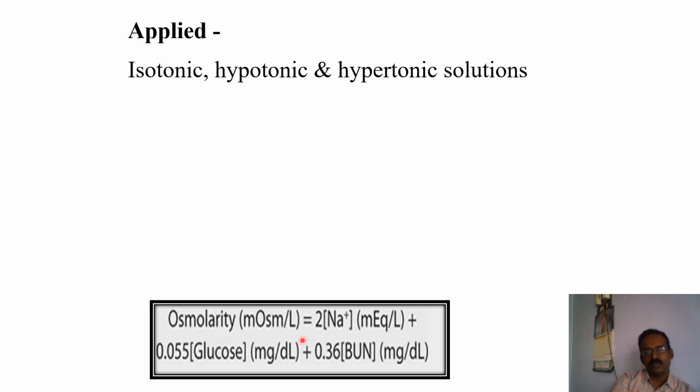Osmolarity is calculated by this formula: 2 into sodium level in milliequivalent per liter, plus 0.055 into the amount of glucose in milligram per deciliter, plus 0.36 into blood urea nitrogen level in milligram per deciliter. We can calculate. The normal osmolarity is 290 milliosmol per liter.